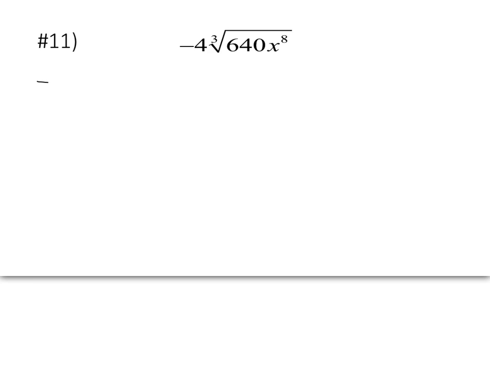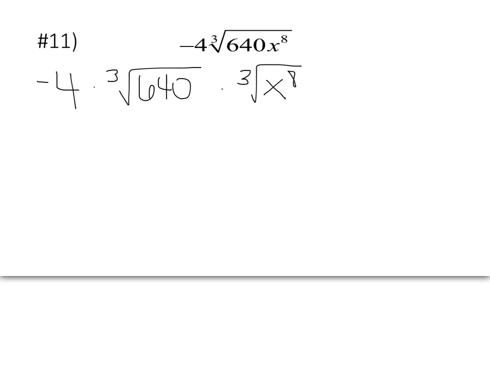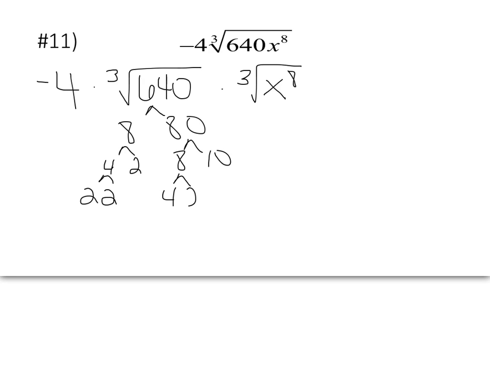Okay, so here you have negative 4 times cube root of 640 times the cube root of x to the 8th. Okay, so I'm going to do 640 first, which is 8 times 80. 8 is 4 times 2, and 4 is 2 times 2. And then 80 is 10 times 8. 8 is 4 times 2, and 4 is 2 times 2. And 10 is 5 times 2.